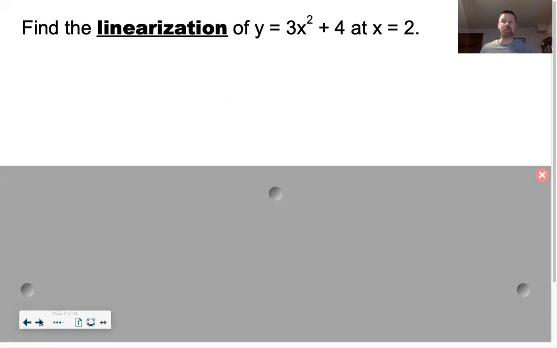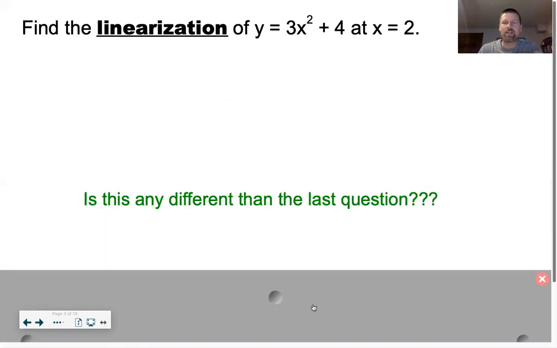Next one. This one gets people because it suddenly asks for a linearization. Notice it's the same equation, same point. Find the linearization of 3x squared plus 4 at x equals 2. Some of you guys might remember, is this really any different than finding a tangent line? Answer, no. If you ever see a question on the AP exam asking for linearization, it's literally just asking for the equation of a tangent line. Same exact problem, same exact answer.